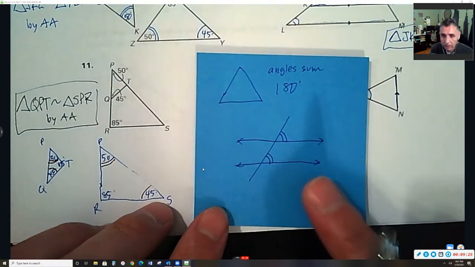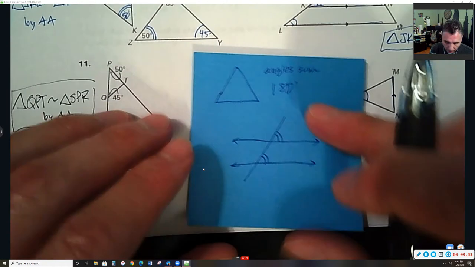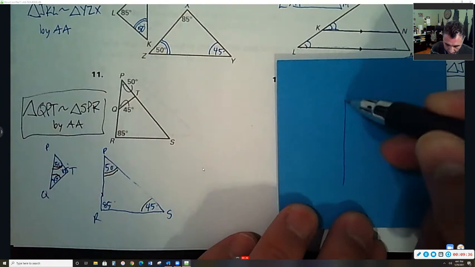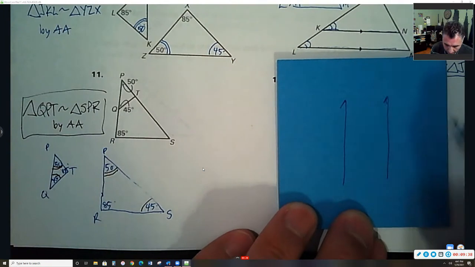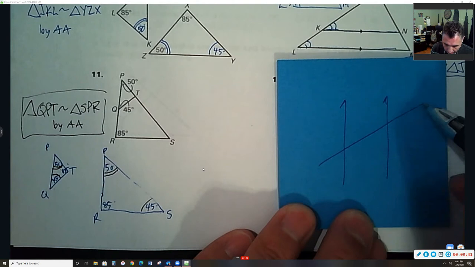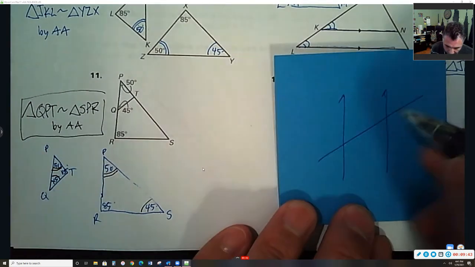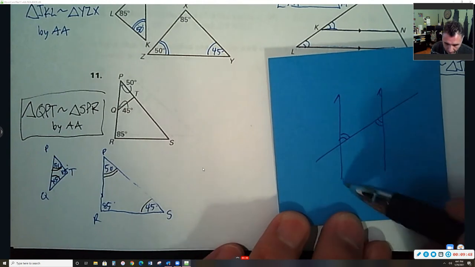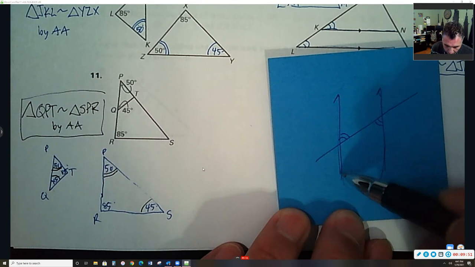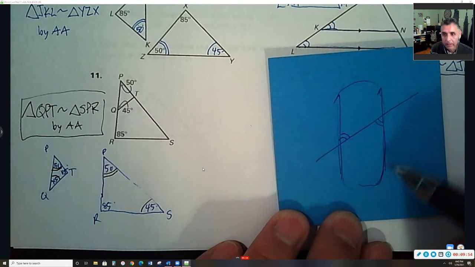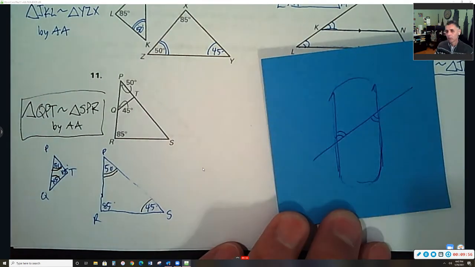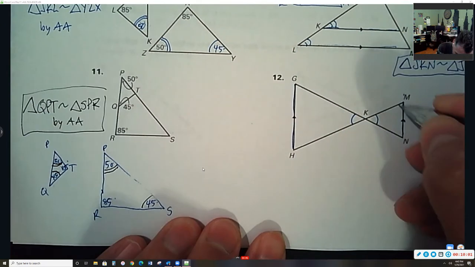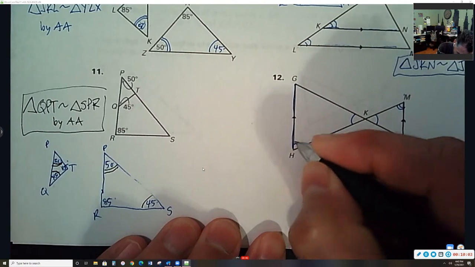And we don't quite have this picture, but we do have this. Watch. We have this. These lines are parallel, and then we have something going across that way. This angle is congruent to this angle because these are alternate interior angles. Remember? Alternate interior angles are congruent. Okay? So I know this angle is congruent to that angle.